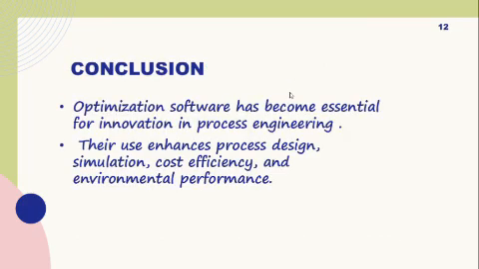To sum it all up, optimization software is no longer a luxury, it's a necessity in modern process engineering. It helps improve design, boost efficiency, save energy, and support sustainability. By combining simulation, data analysis, and smart algorithms, engineers can make faster and better decisions, something that's absolutely vital in today's competitive industrial landscape. That brings us to the end of our talk.